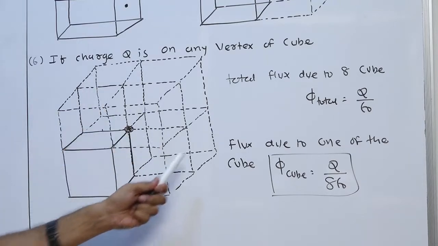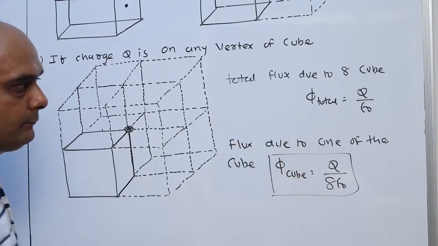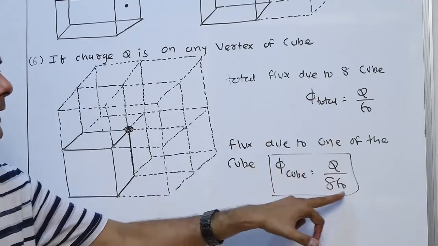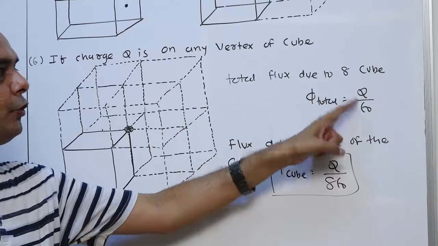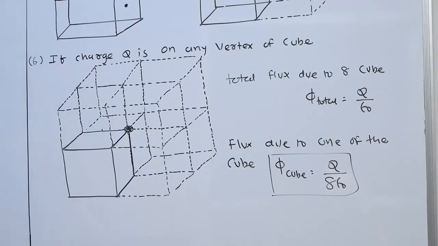Because this is the case of 8 cubes. The total flux is q by epsilon 0, so due to 1 cube it is q upon 8 epsilon 0. So students, these are the examples related to Gauss law.